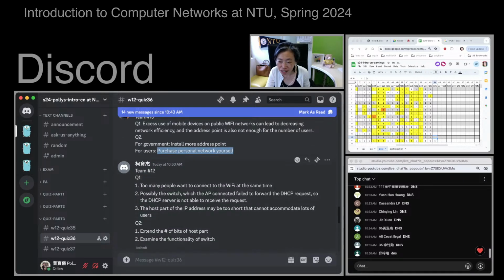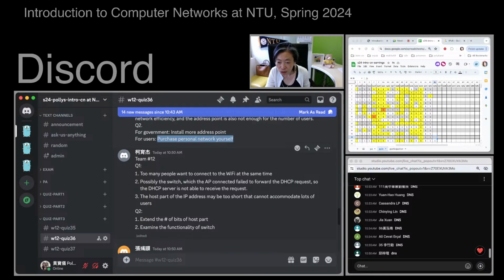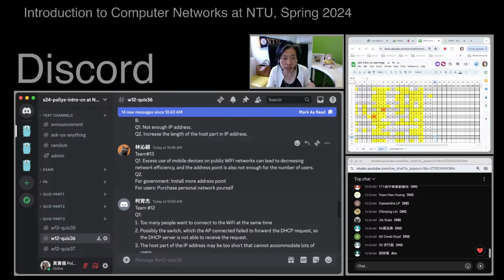But this statement is also saying that, hey, Taipei Free is free, but pretty much useless, right? Because you can't use it anyway. Too many people want to connect at the same time. Possibly the switch, yes. Yeah, the AP might fail to send the request to the DHCP server. That's possible. Yeah, so the bandwidth issues might be at the AP side.